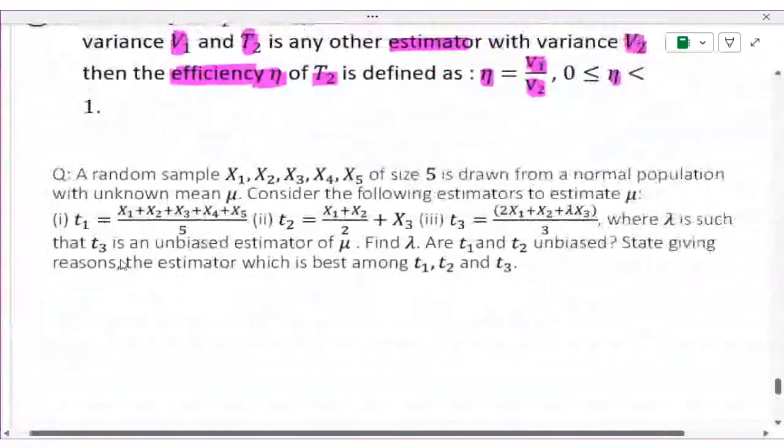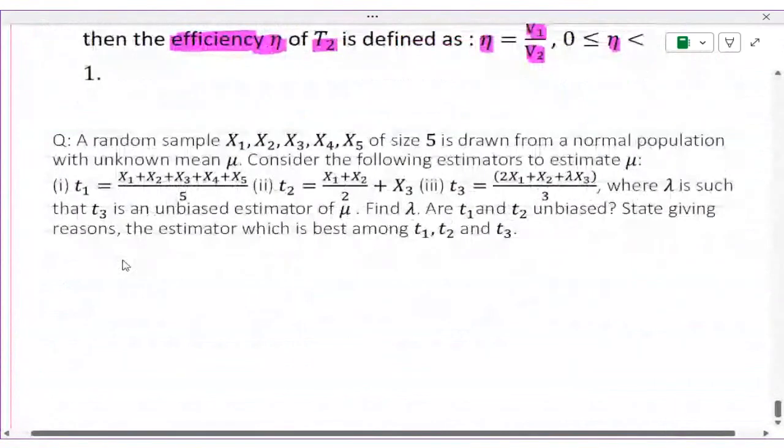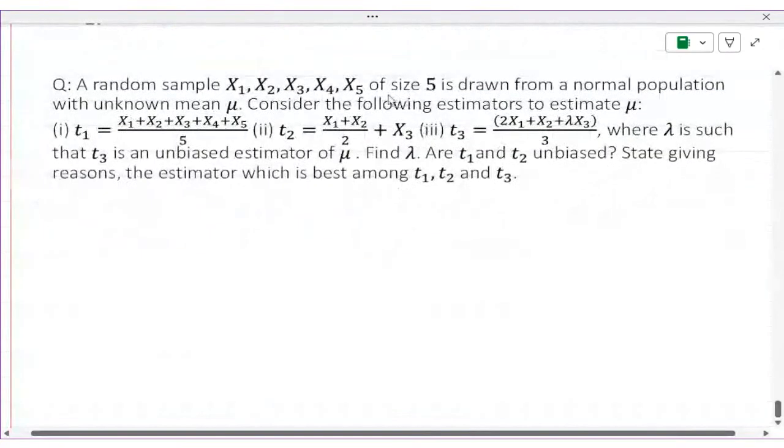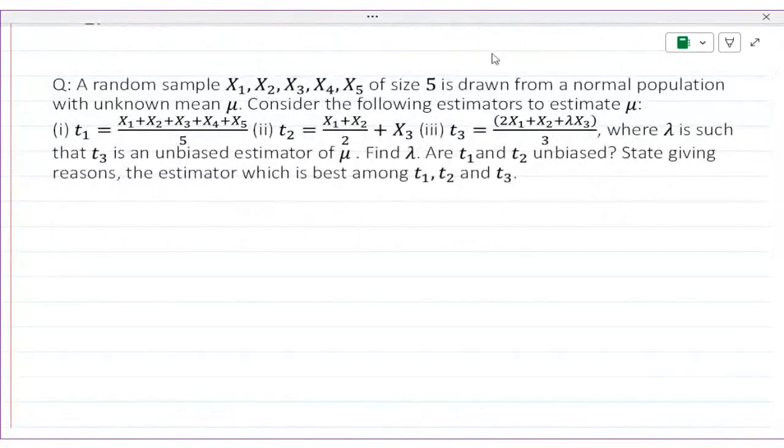So x1, x2, x3, x4, x5. A sample of size 5 is drawn from the normal population with unknown mean mu. So the mean of the population is mu. Consider the following estimators to estimate mu. We want to estimate mu with the help of these estimators T1, T2, T3.